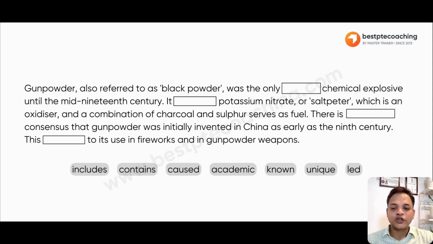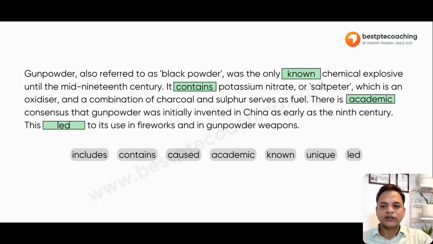This blank to its use in fireworks and in gunpowder weapons. This blank, this property, this invention, basically. This includes, okay, this caused, this unique, no, this led to its use in. So it's about the past, therefore led to its use in the other explosive materials. Now let us look at the logic. The first, these are the correct answers.